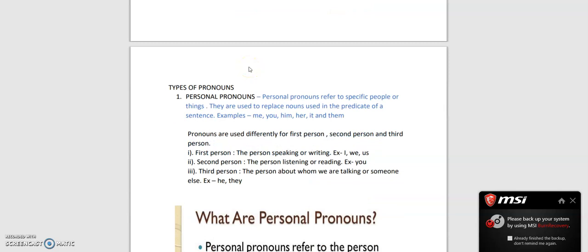Now, before I begin to explain personal pronouns, we need to understand that not only in English but in every language, we usually have three types of audience, which we call the first person, the second person, and the third person. So first we must understand what they are, because pronouns are used differently for first person, second person, and third person.